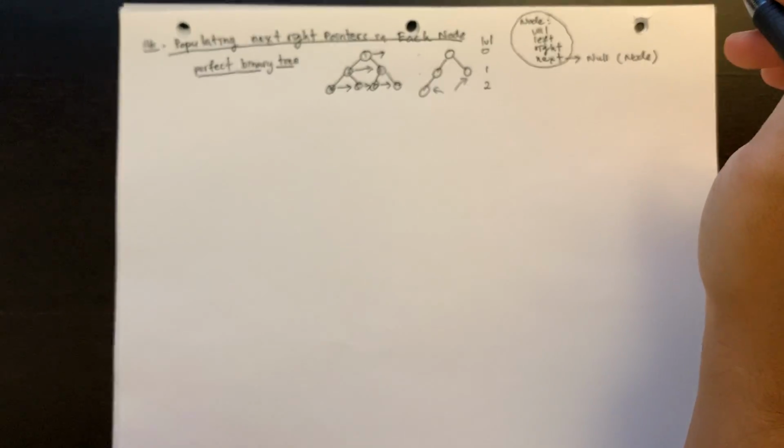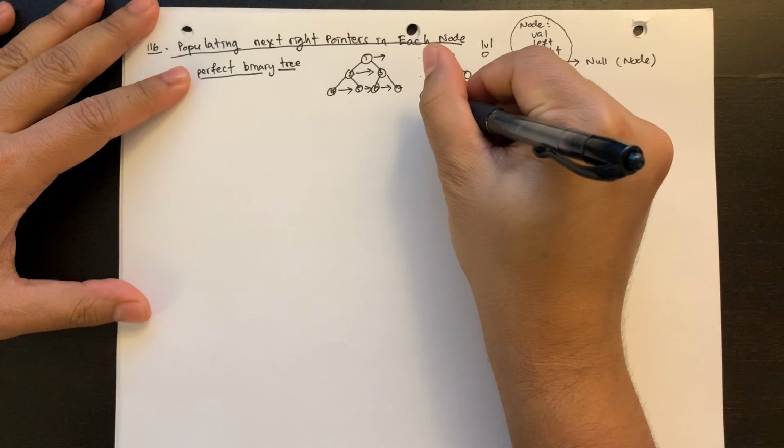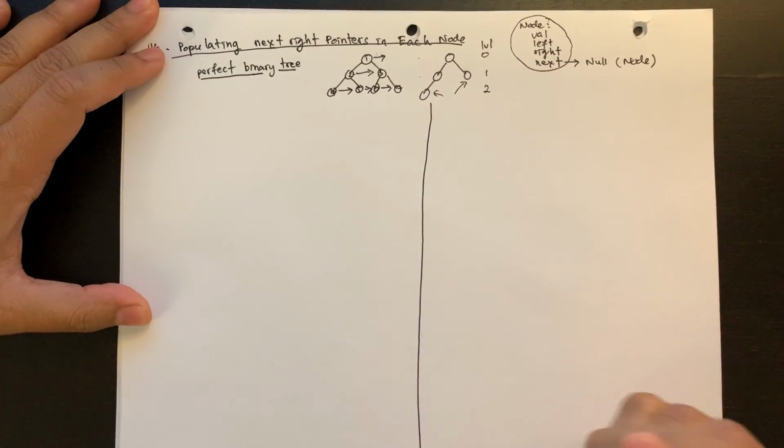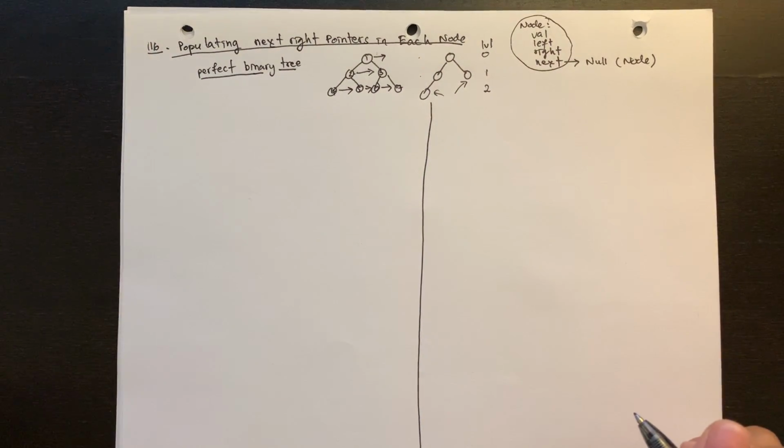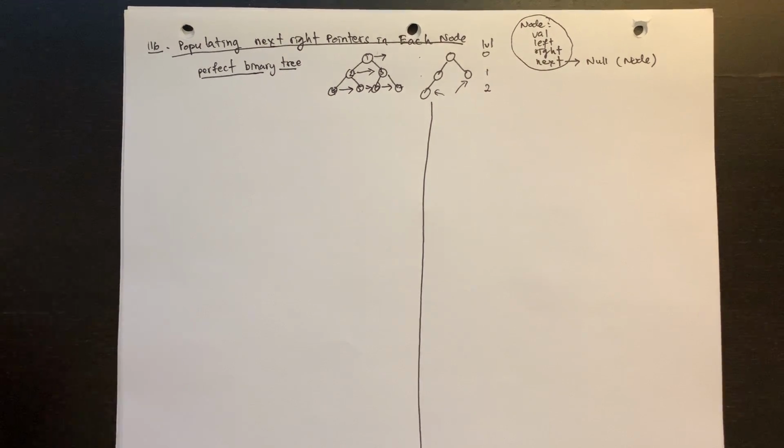So what should I do? I'm thinking of using a hash map to store the location. Basically to store each node corresponding to their level.